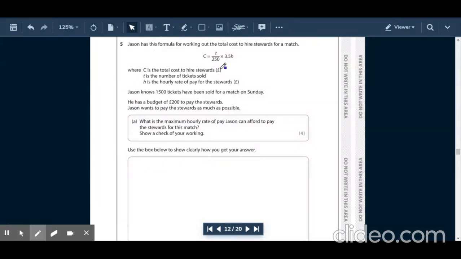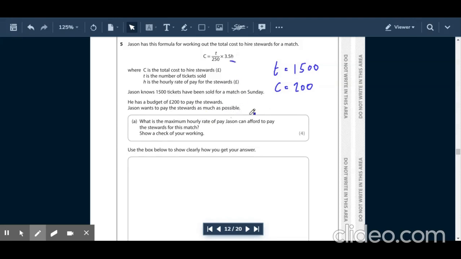So question 5, we're working with the formula. So we've got a formula here. C is the total cost, T is the number of tickets sold, and H is the hourly rate of pay for the stewards. So 1,500 tickets were sold, so T is equal to 1,500. And his budget is £200. So C is equal to £200. And we want to work out the maximum hourly rate. So he wants to pay them as much as he possibly can. So we want to work out H.